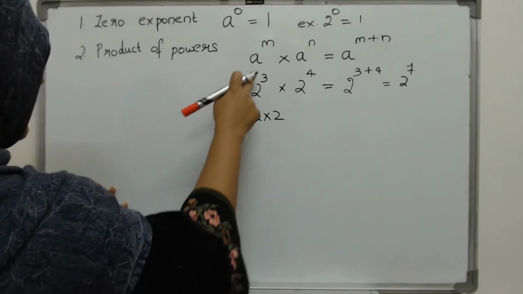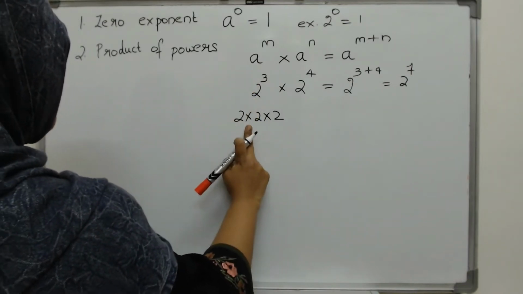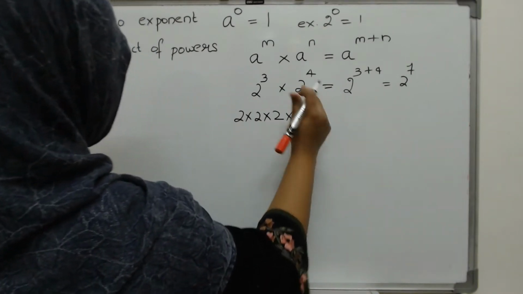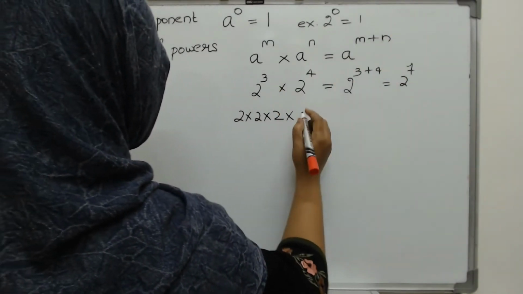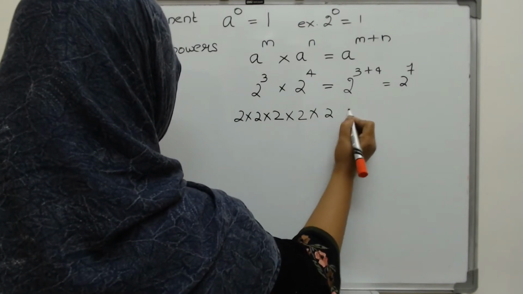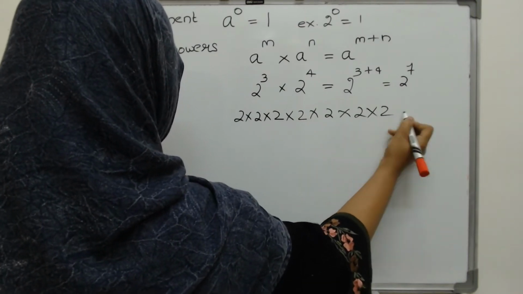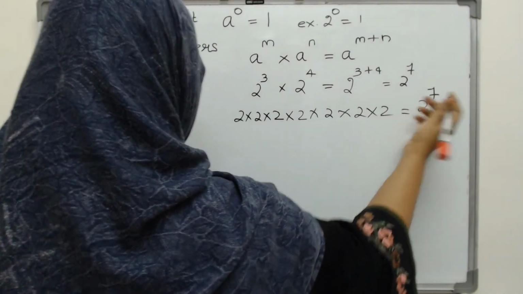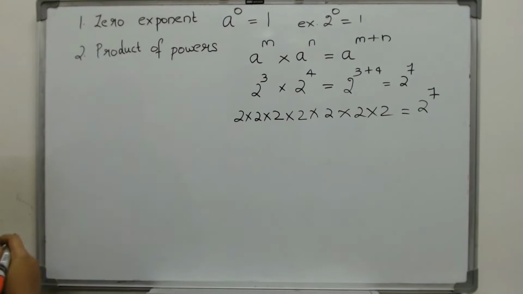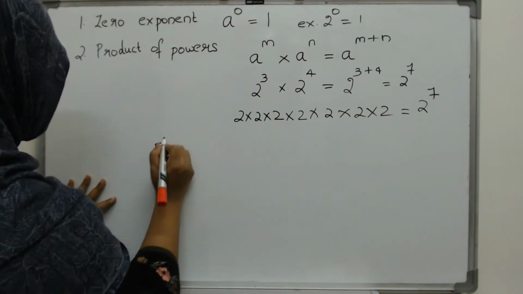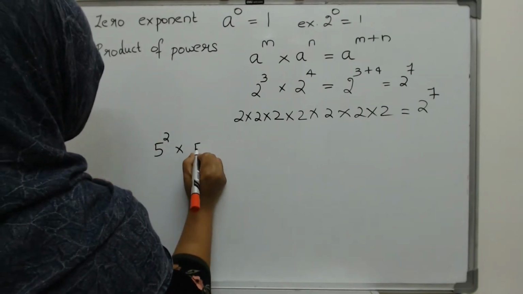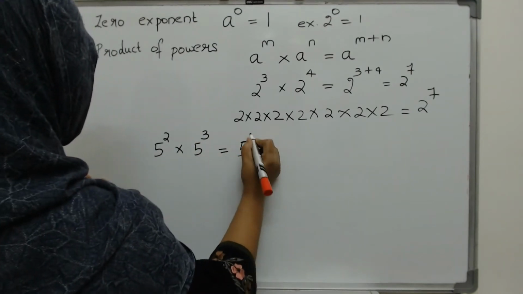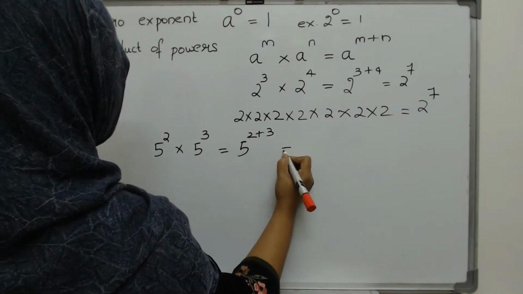2 raised to 3 or 2 cube is 2 repeatedly being multiplied 3 times, and 2 raised to 4 is 2 being multiplied by itself 4 times. So now how much is this? You can see that this is exactly 2 raised to 7. So it is quite an evident one. So let us see one more example. What would be this? This would be 5 raised to 5.